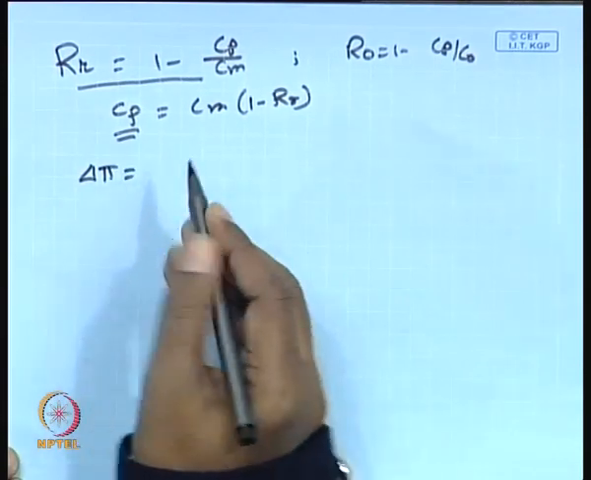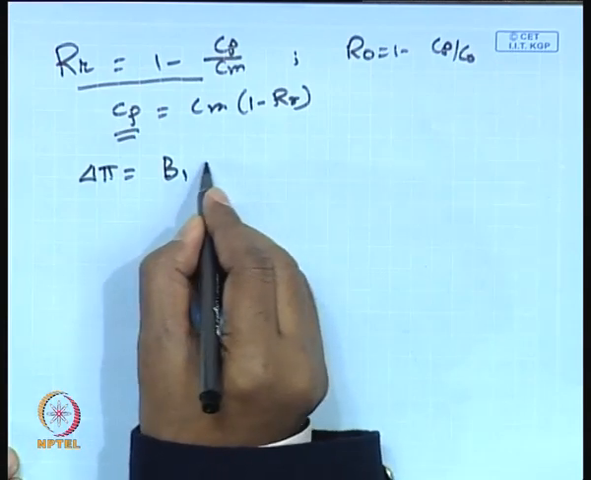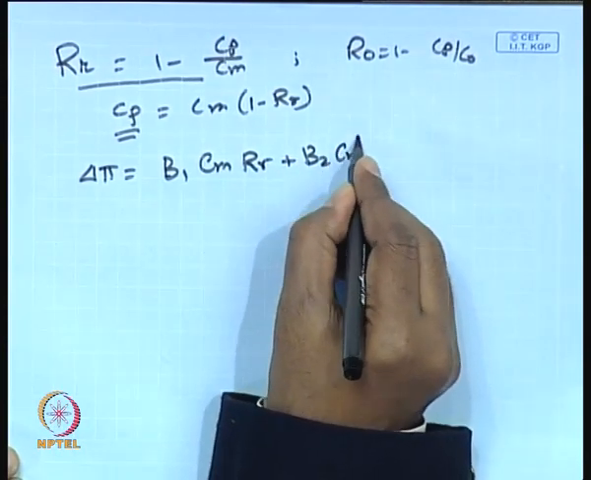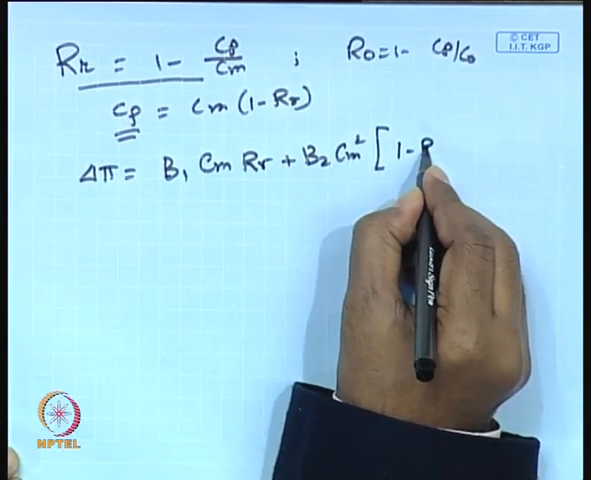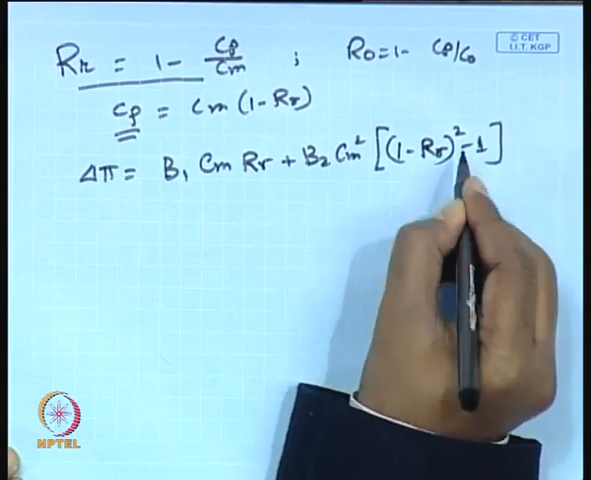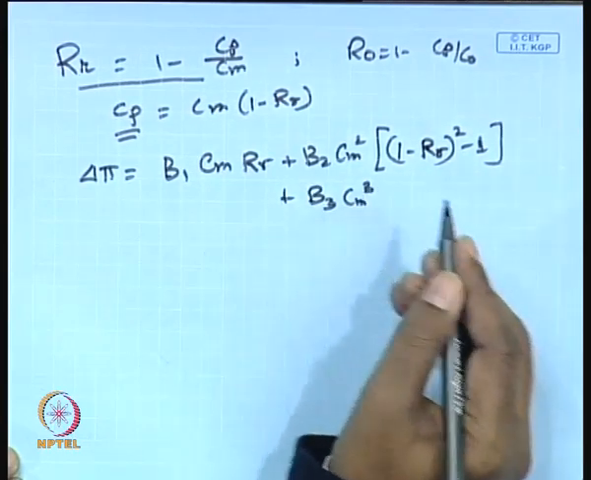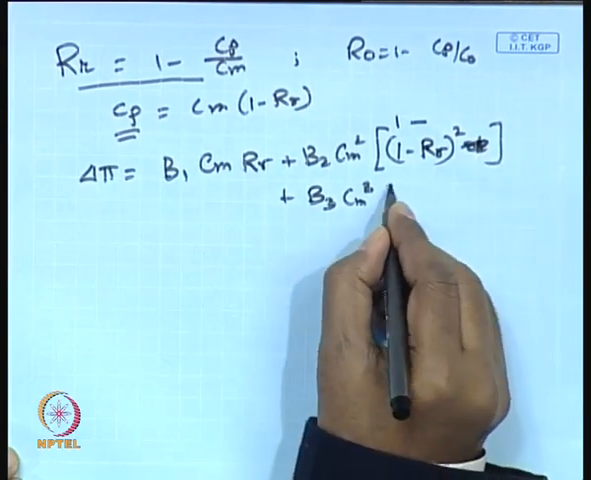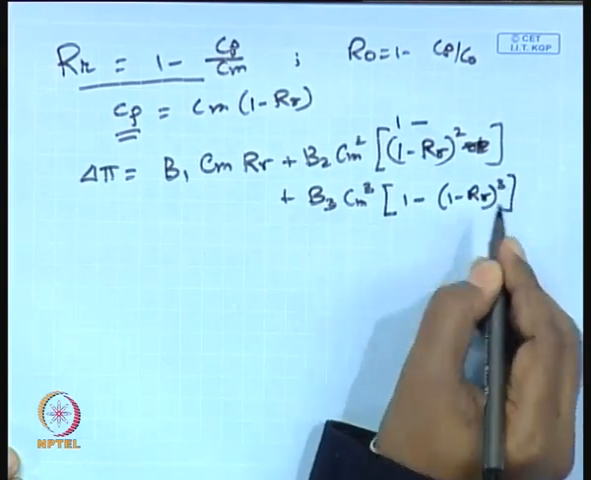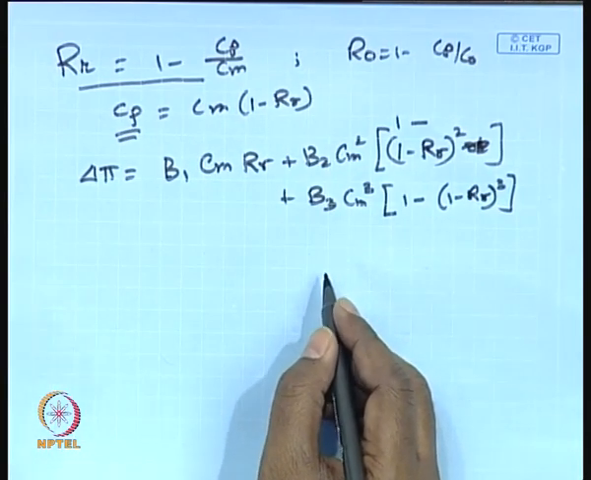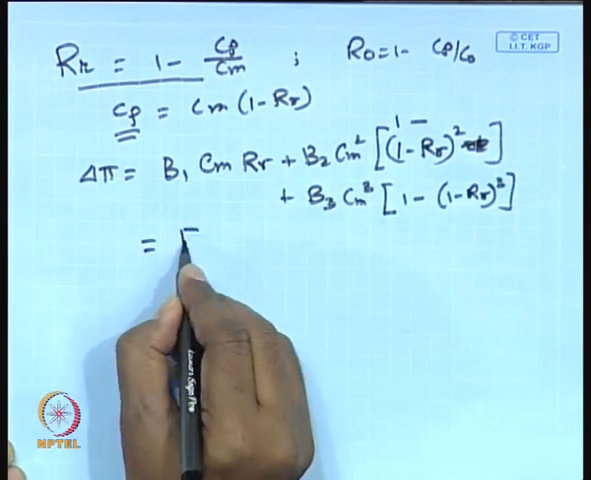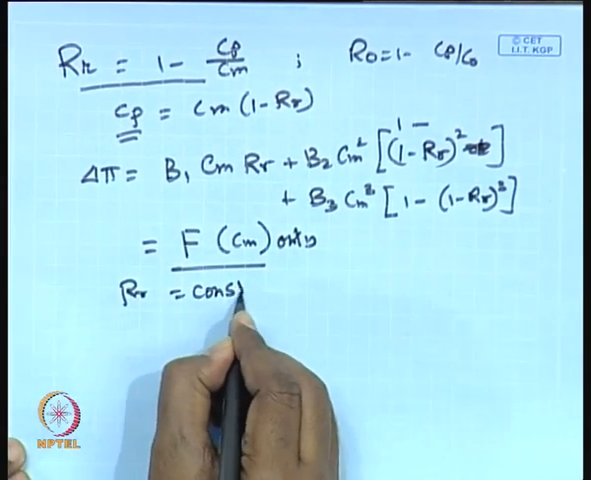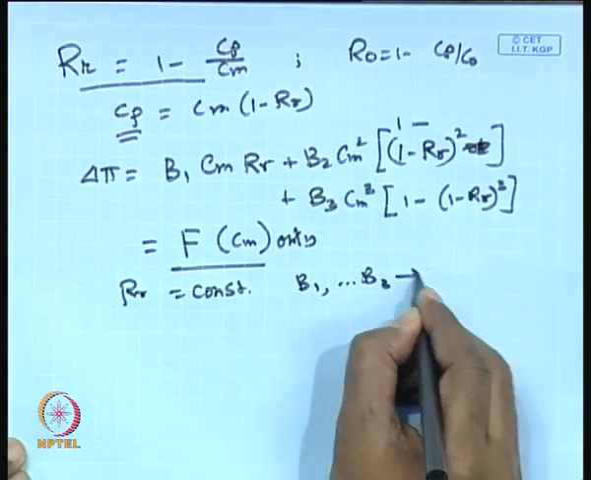If we do that, the expression of delta pi will be nothing but B1 Cm RR plus B2 Cm square 1 minus RR square minus 1 plus B3 Cm cube. I think it is 1 minus RR, and this will be Cm cube 1 minus RR whole cube. Okay. So, once you get this expression, what is delta pi? Delta pi is nothing but a function of Cm only, because RR is constant and the coefficients B1 to B3 are known to you.